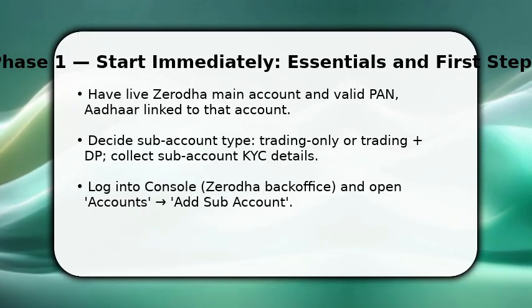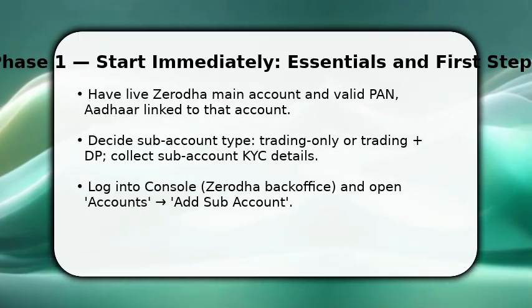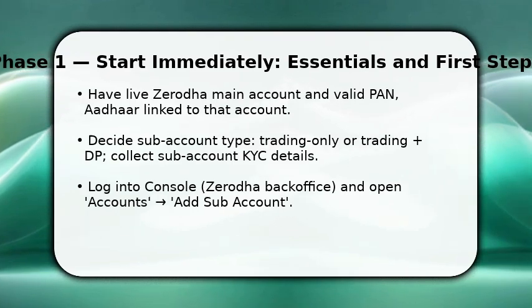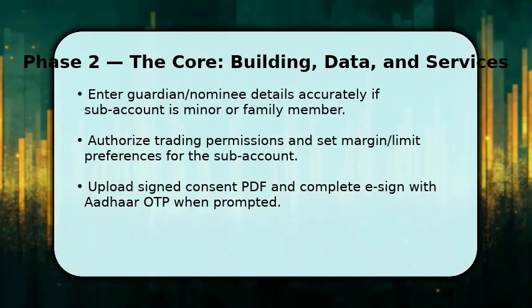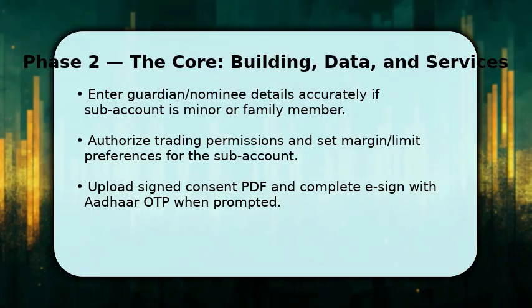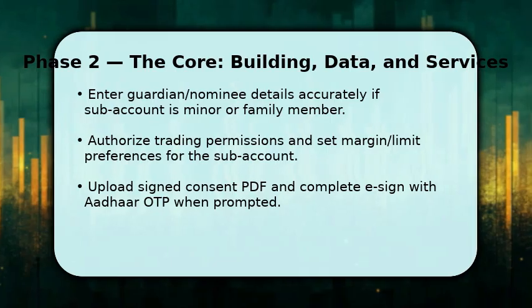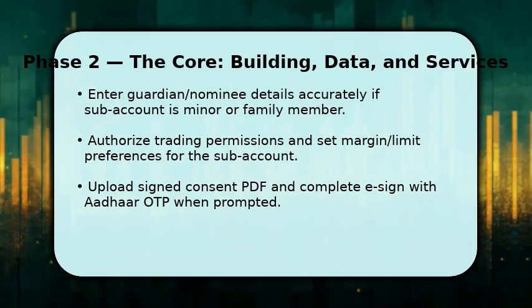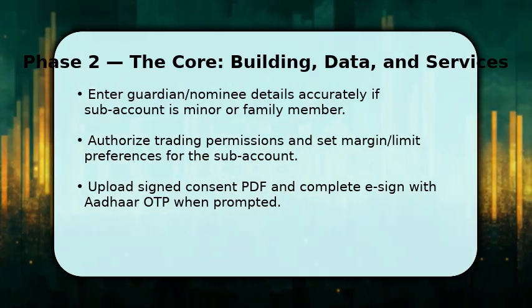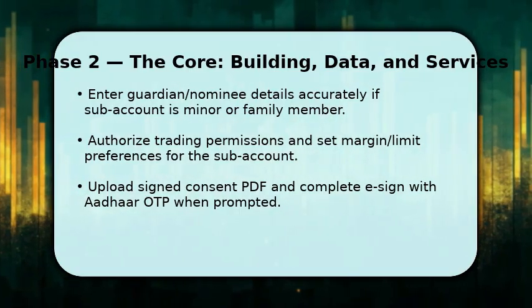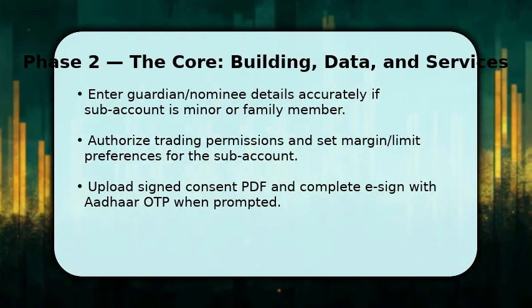Make sure to choose whether the sub-account will have trading permissions only or also demat privileges, since that changes required fields. Next, continue the process by completing detailed fields, enter guardian or nominee details when relevant, and verify the exact relation. Authorize trading permissions, decide margins, product types, MIS, CNC, and order limits. This controls risk and is reversible only via console.